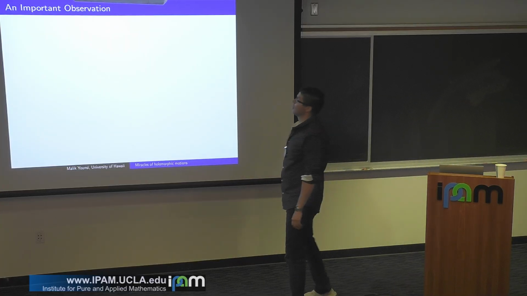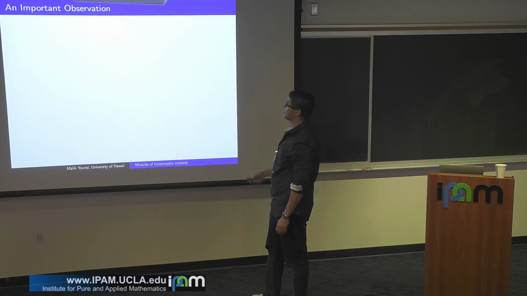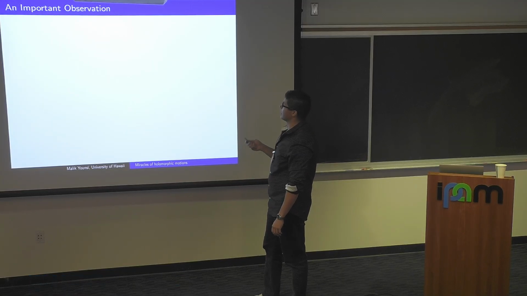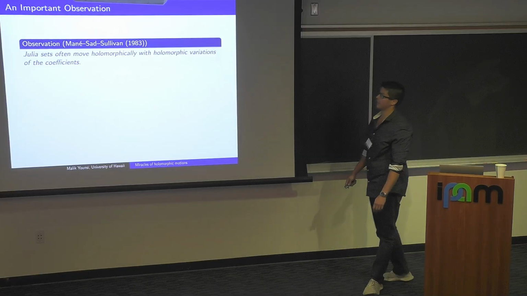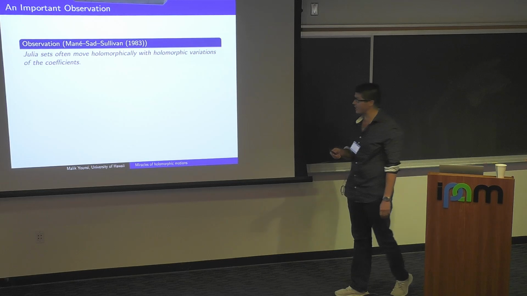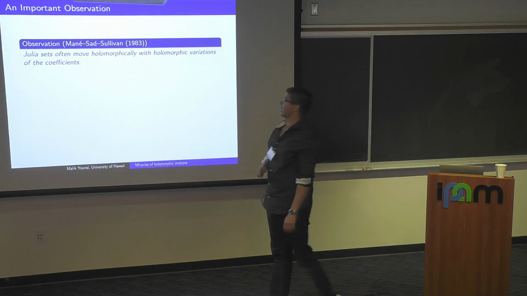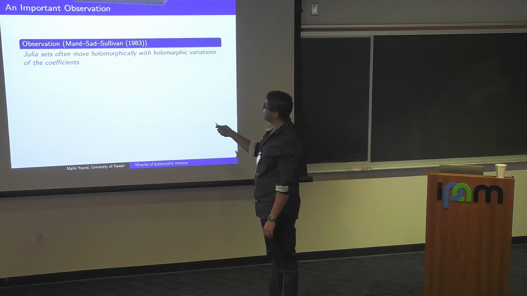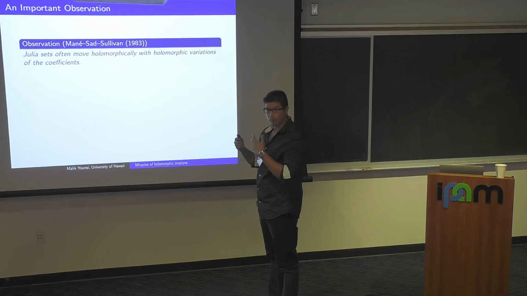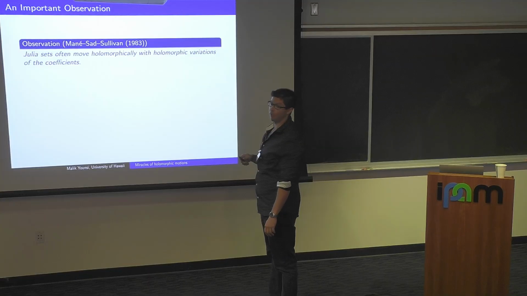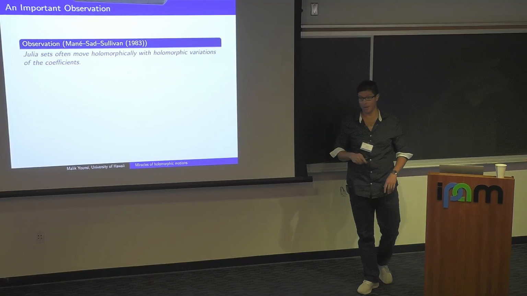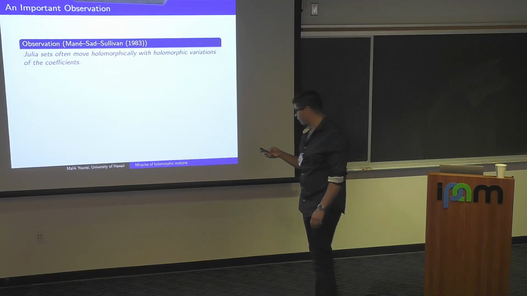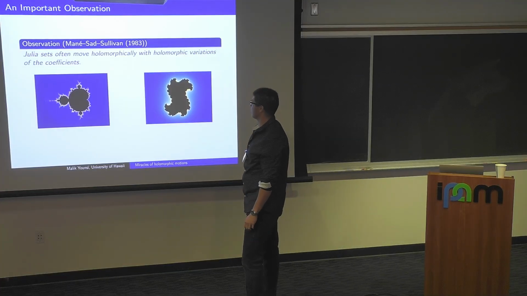So why were we interested in those holomorphic motions? As Astala mentioned, it comes from a paper of Mañé and Sullivan from the 1980s. And what they did is they observed that Julia sets of rational maps often move holomorphically, so they're often part of one of these holomorphic motions, if you have some holomorphic variations of the coefficients of the rational map. Okay? So here's an illustration of this.